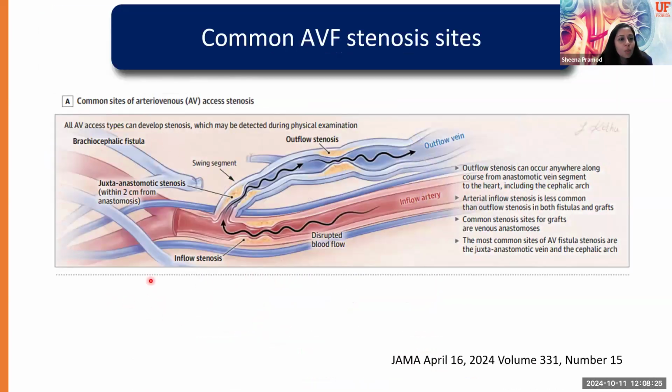And as you all know, the commonest site for AV fistula stenosis is your outflow tract in the vein, followed by a juxta-anastomotic stenosis or the inflow stenosis as the second, less common site of stenosis.